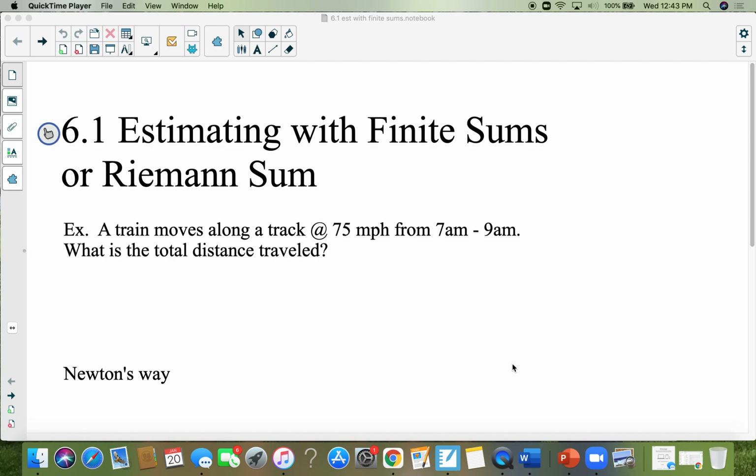Okay, 6.1, estimating with finite sums, or Riemann sum. So now we're doing the second part of calculus called antiderivatives or integration. I'm just going to read to you really quick the first paragraph in 6.1.